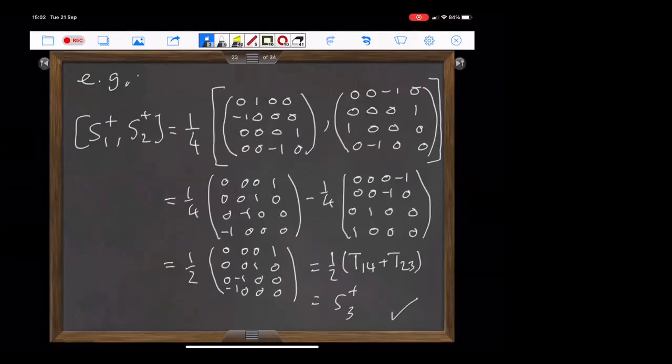Okay, so then these two terms add up to give you 1/2 times this matrix. And this matrix is antisymmetric in the 1, 4, and 4, 1 direction, as well as the 2, 3, and 3, 2 direction, which is S3 plus. Okay, so then I'll leave it as an exercise to check all of the other ones.